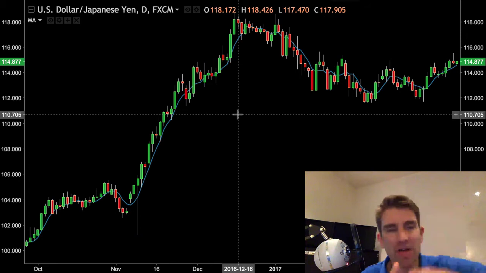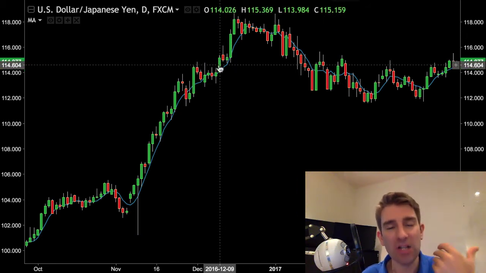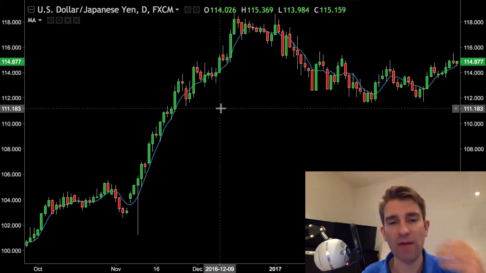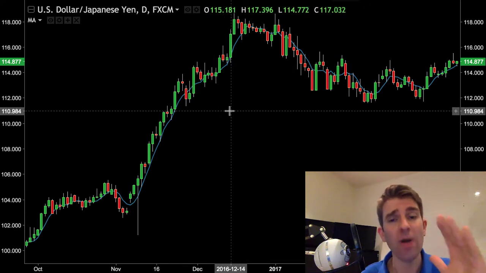So it's dampening down the move as a moving average does, and then coming out of the trade once it crosses a moving average. Beautiful way of getting involved with a trend.